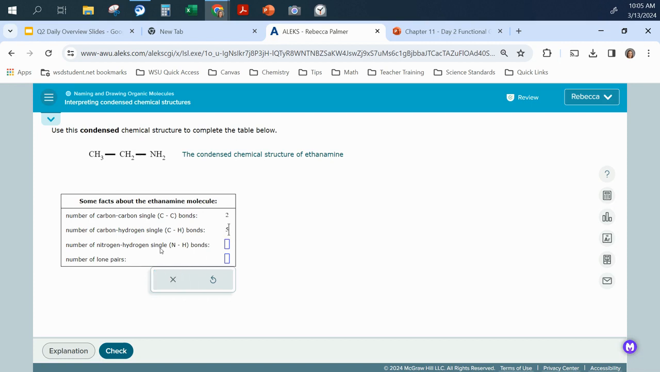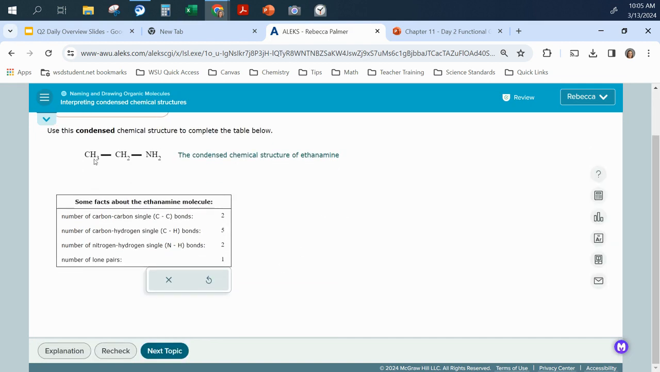And then number of nitrogen-hydrogen single bonds. There's nitrogen connected to 2 hydrogens, so that's 2. And then number of lone pairs, nitrogen gets 1 lone pair. So you have to know what the Lewis structure looks like, but this is also helpful to know the bond pattern. Nitrogen forms 3 bonds and has 1 lone pair. Carbon has 4 bonds and no lone pairs. And hydrogen has 1 bond.